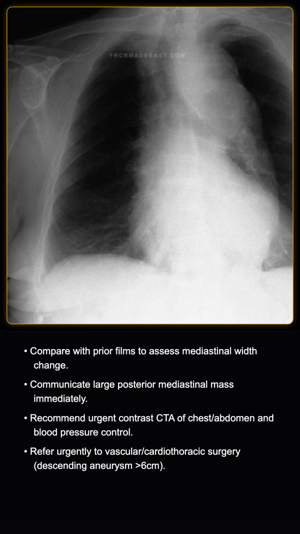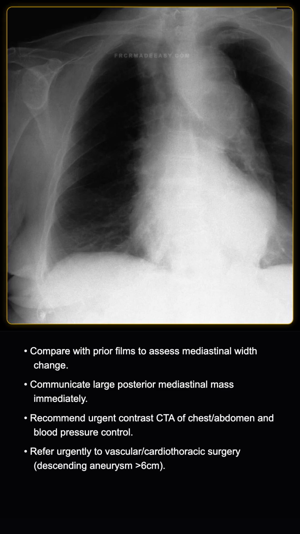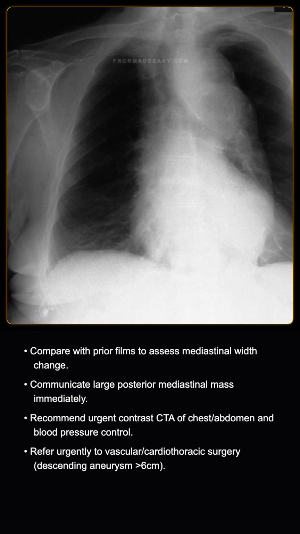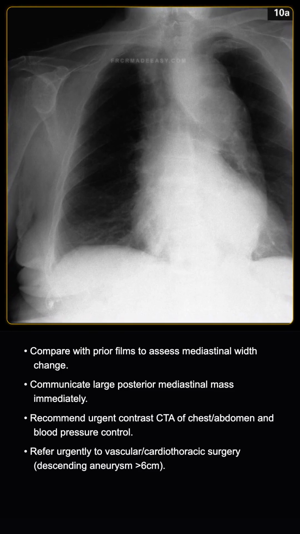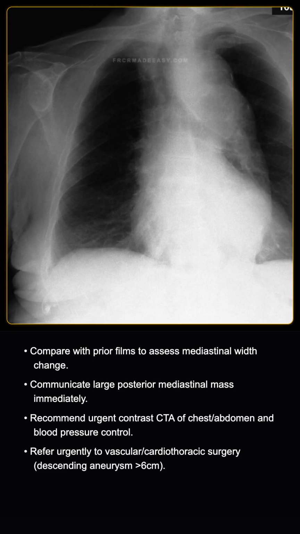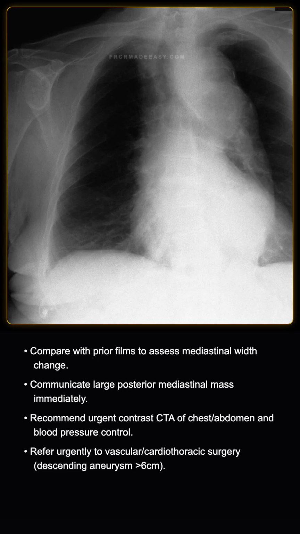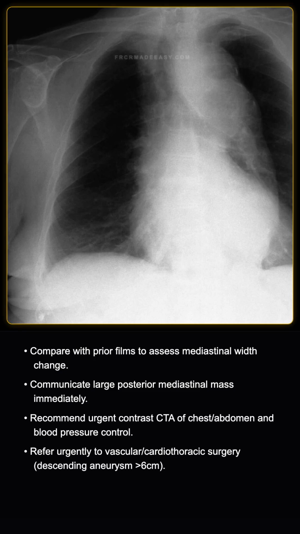I would recommend an urgent contrast-enhanced CT angiography (CTA) of the chest and abdomen to measure the maximum aneurysmal diameter, assess for wall tension signs, and rule out acute dissection. Given the clinical presentation of chest pain, I would recommend immediate vascular or cardiothoracic surgery referral and strict blood pressure control using intravenous beta blockers, as descending thoracic aneurysms over 6 centimeters carry a high risk of rupture.